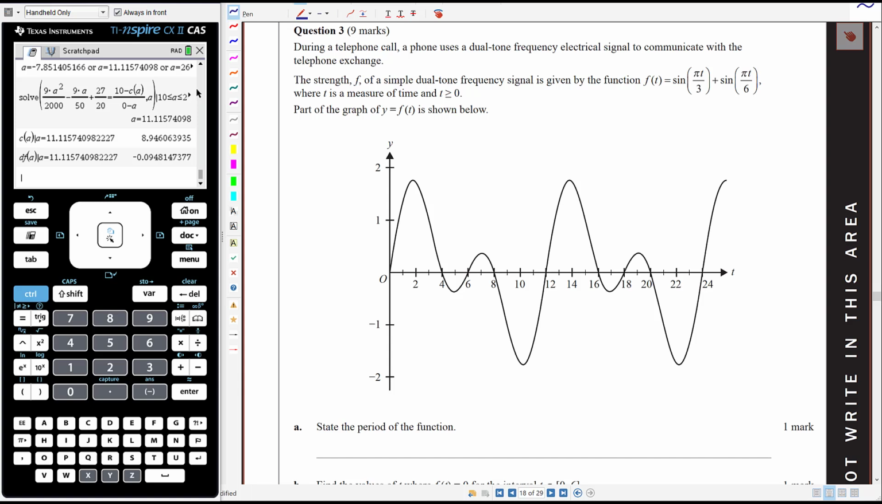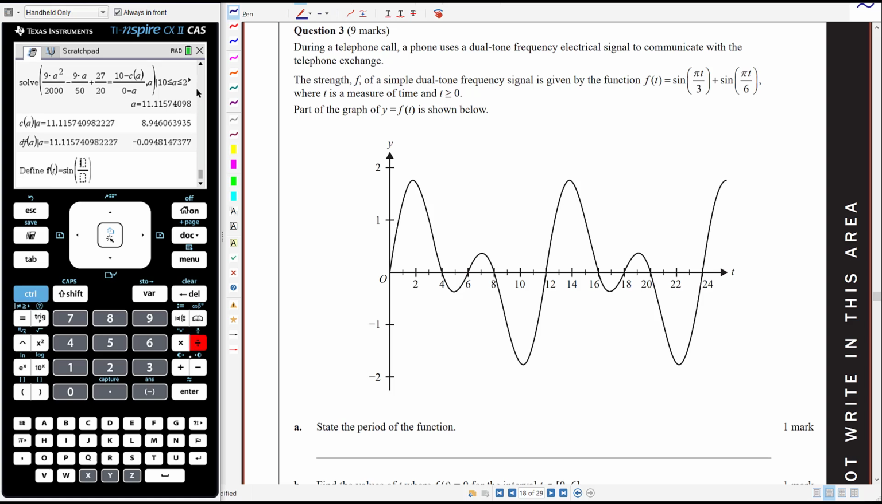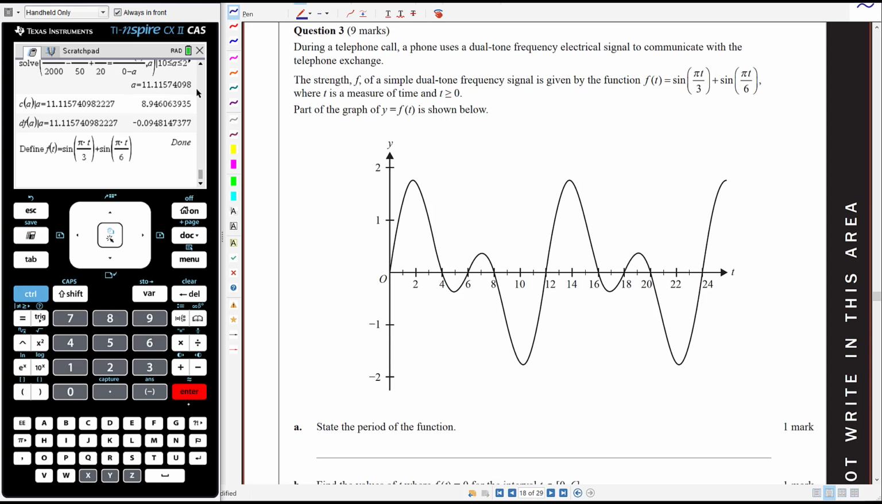Okay, so let's define our function. Defining f of t, f of t equals sine of pi times t on 3 plus sine of pi times t on 6. Okay, state the period of the function.